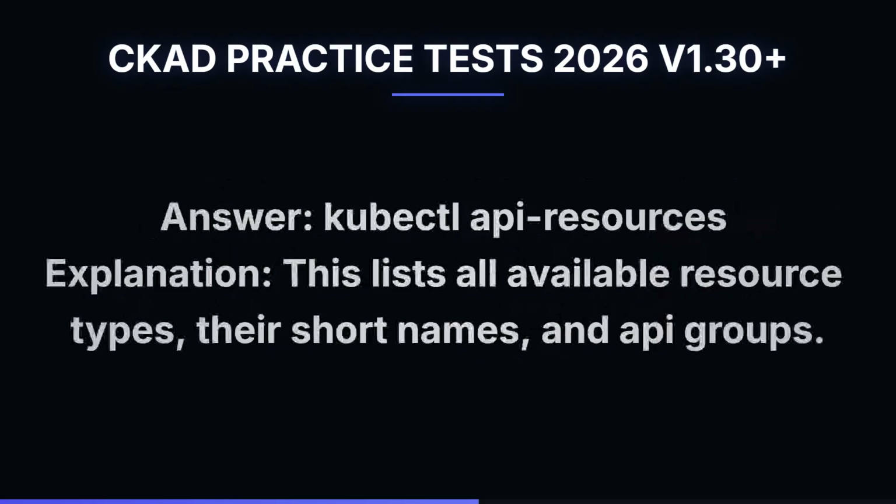Answer: kubectl api-resources. Explanation: this lists all available resource types, their short names, and API groups.